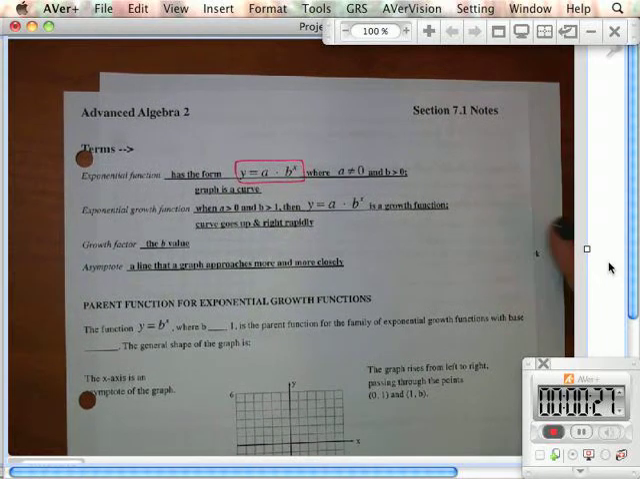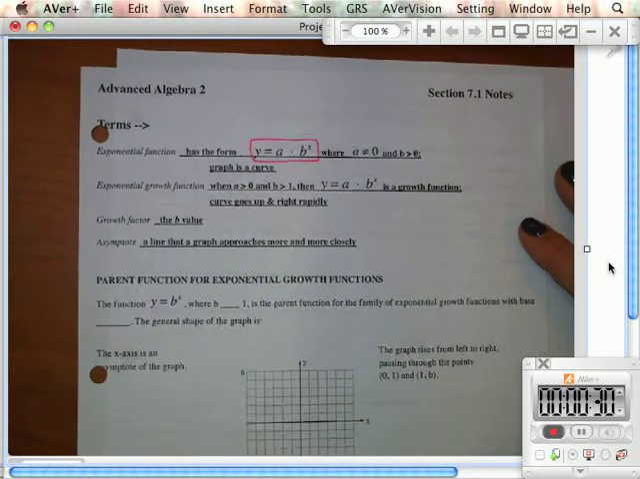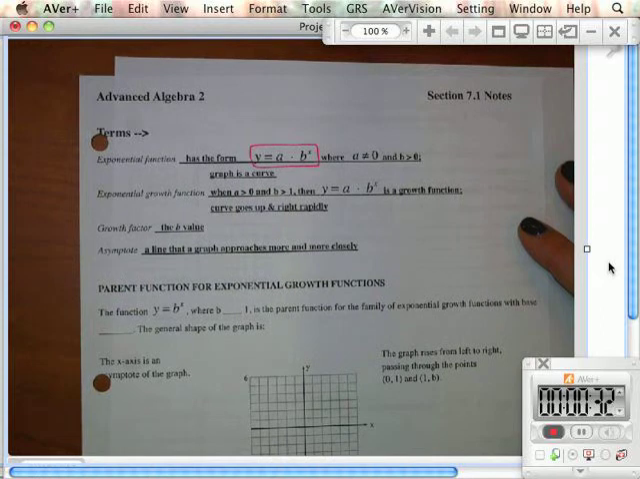So it has this form. A is not 0. What would happen if A was 0? It would just be y equals 0, right? Okay, that wouldn't be an exponential function. And b has to be greater than 0, not negative. Okay, so that's the two requirements.